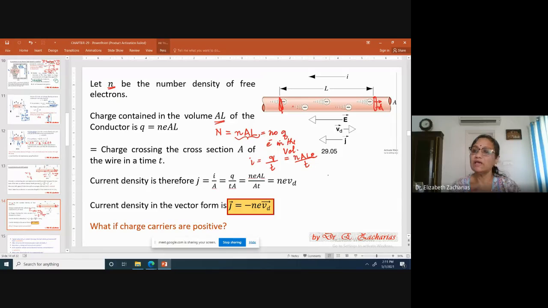Next, let us assume that it is a uniform flow of charge. Therefore, the current density will be current divided by area, or total charge divided by time. I will write current divided by area.